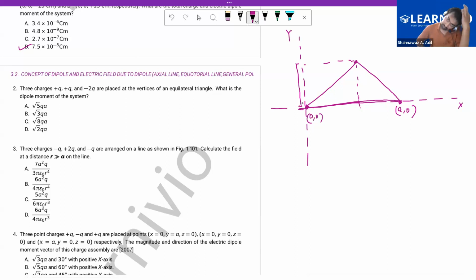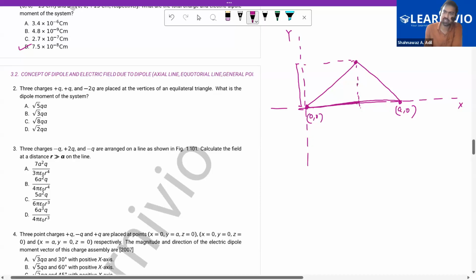It's an equilateral triangle, so the sides are equal. Do we need the coordinates of that one? We don't actually require that, but this part is the median. It will divide the base in half. So from here to here this is a by 2. So this x part would be a by 2.